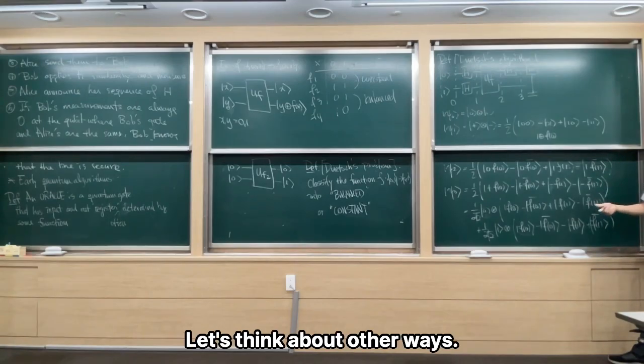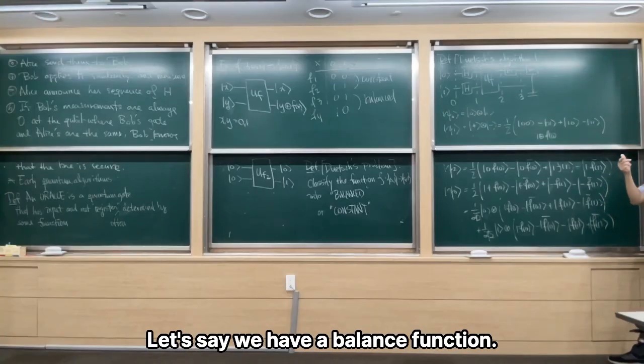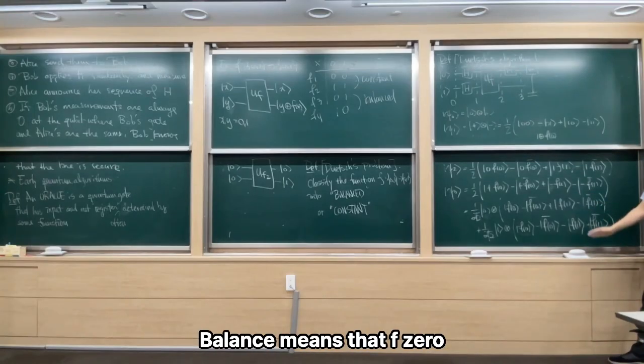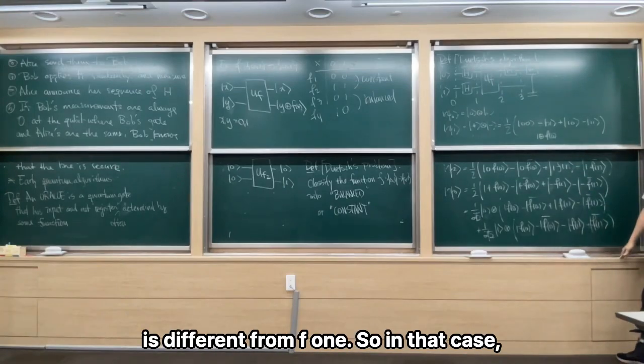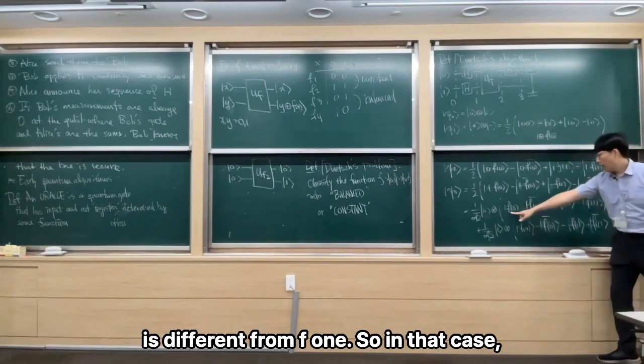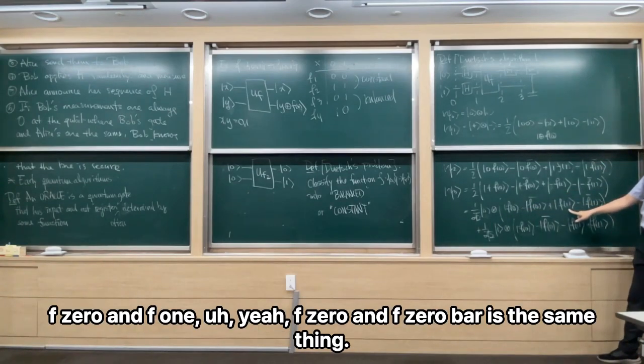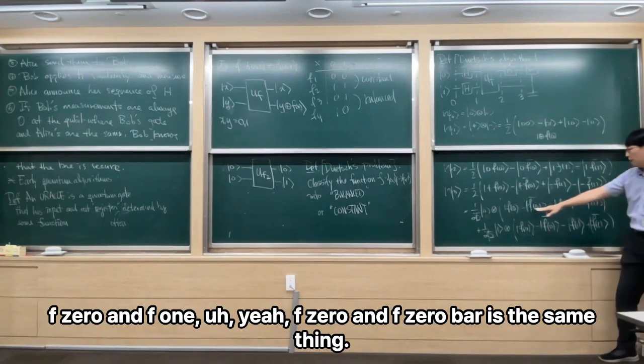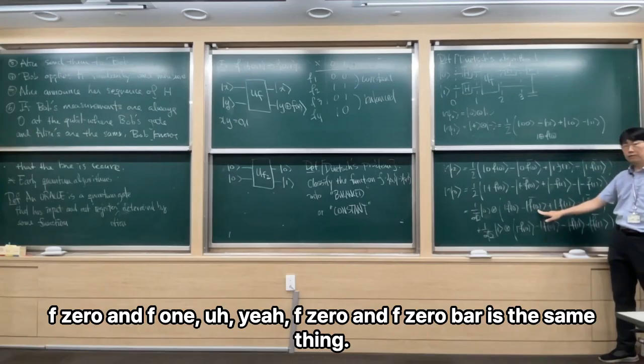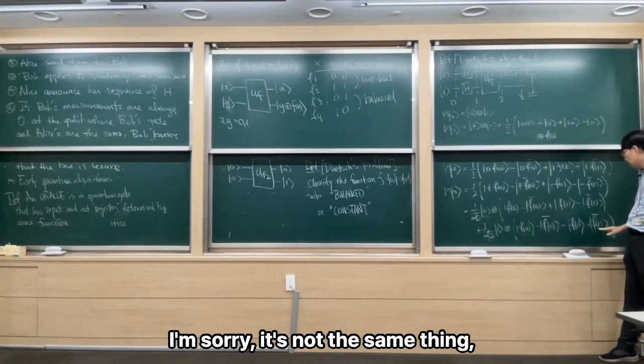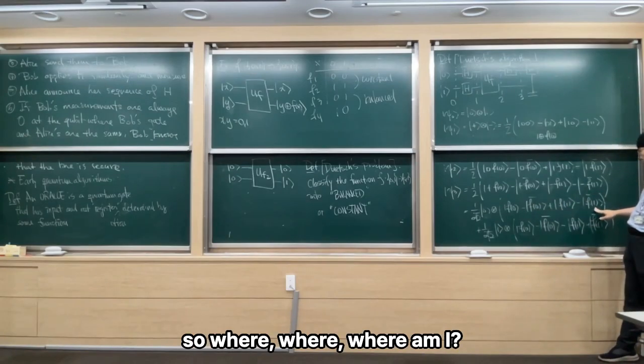Let's think about the other case. Let's say we have a balanced function. Balanced means that f0 is different from f1. So in that case, f0 and f0 bar is the same thing. I'm sorry, it's not the same thing. So where am I?